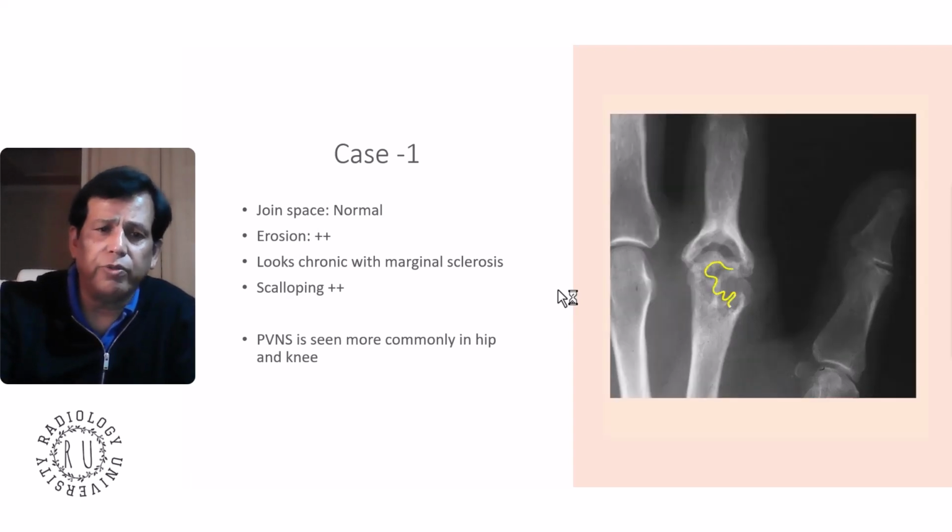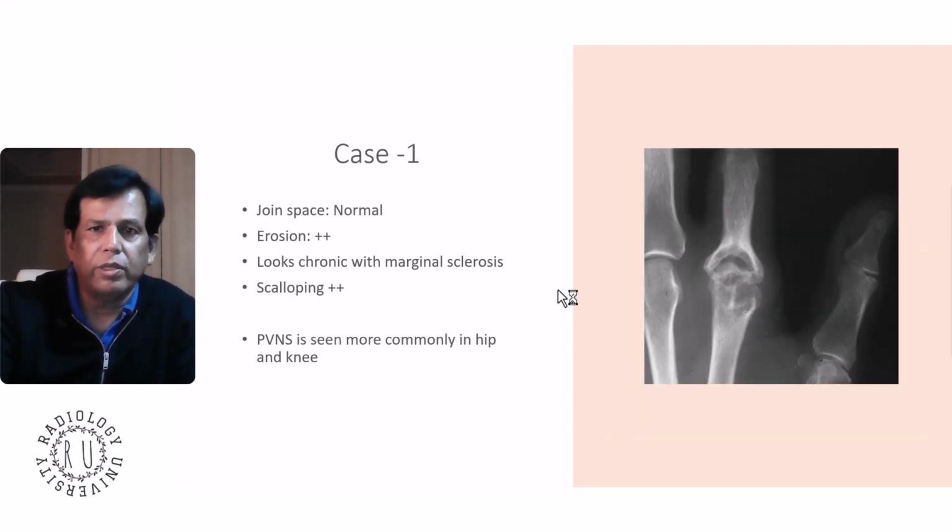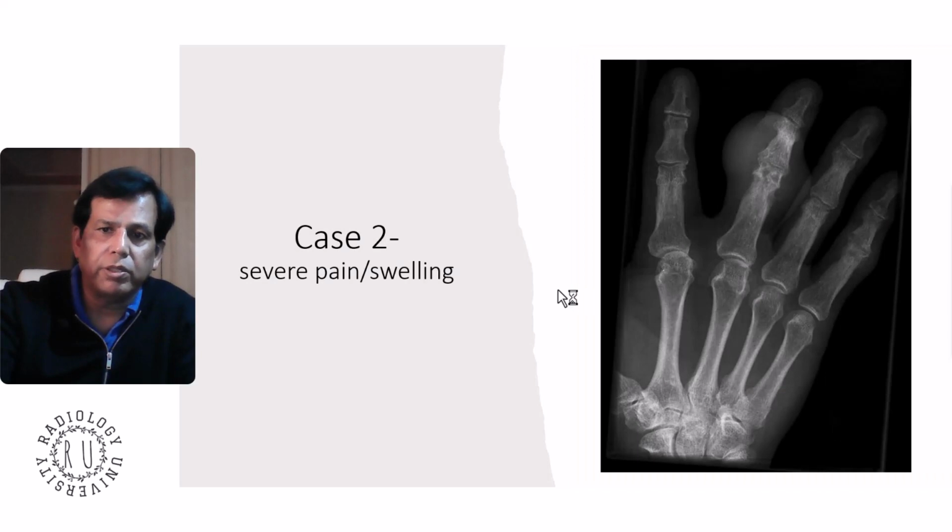It's not one of the commonest things, but because it's not so common, you don't think about it. So have a think: normal joint space with erosions. There are very few diagnoses. I would say think of gout, think of PVNS. These are the two conditions you should think of clearly. In gout, the erosions are very different, punched out, and in PVNS, there are more scallopings and sclerosis, with normal joint space.